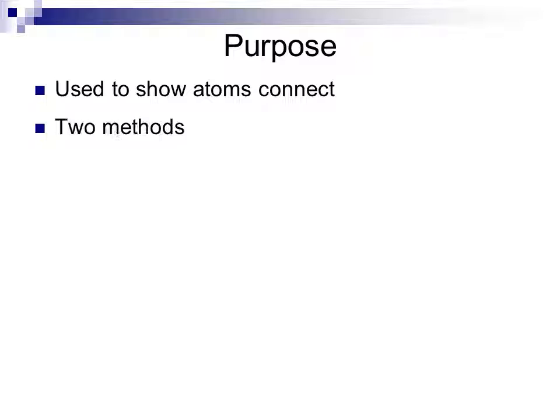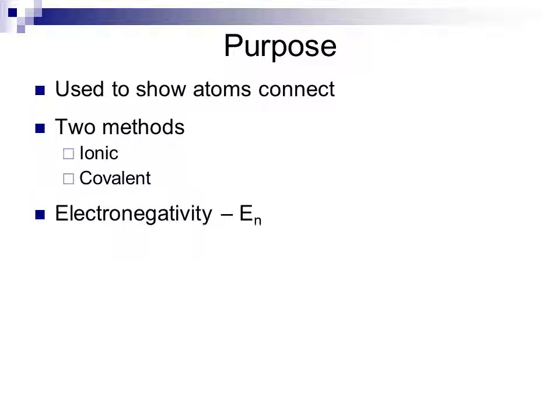Lewis structures. Lewis structures are used in chemistry to represent how atoms connect to each other. There are two different methods by which we look at Lewis structures. We have ionic and we have covalent compounds. So Lewis structures differ for each of these.